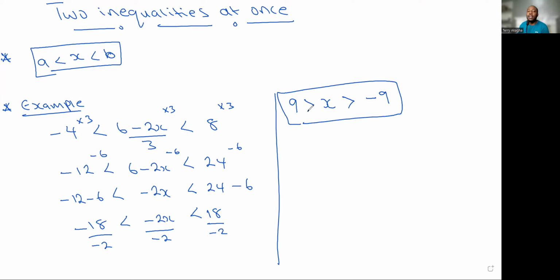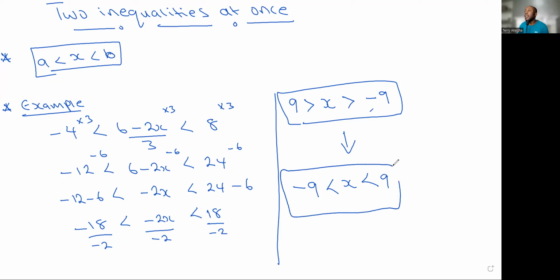Or you can decide to swap it. Remember I told you when you swap, the direction of the inequalities will change. So if you take this one here and bring this one here, it's going to be minus 9. Instead of greater than, it's going to become minus 9 less than x, less than 9. So this is the same thing as that. And that is that.